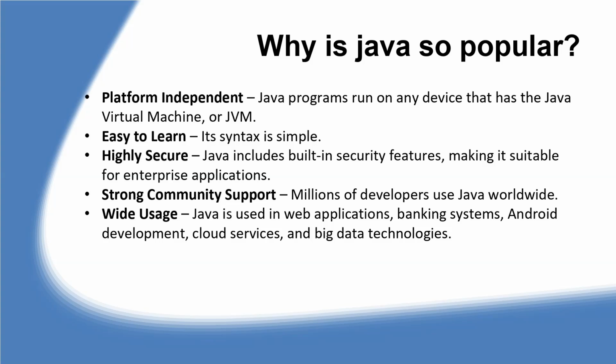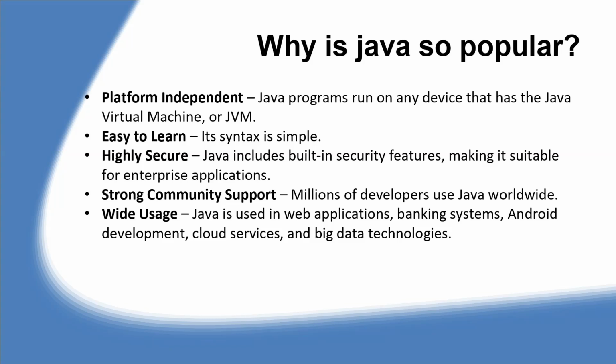Mobile applications. Java has been one of the primary languages for Android application development. Another one is desktop application. Many desktop software applications are developed using Java. Enterprise applications. Large organizations use Java to build secure and scalable business applications. Cloud and distributed systems. Java is commonly used in cloud computing and distributed environments.